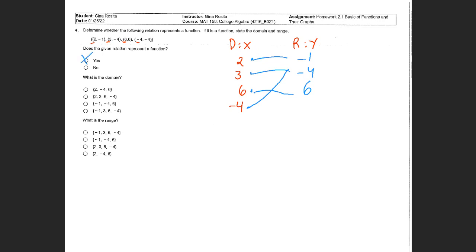Now look at the domain. What is the domain? 2, 3, 6, negative 4. How about the range? Negative 1, negative 4, 6. Here we go. Okay, got the answer. So now go to the next one.